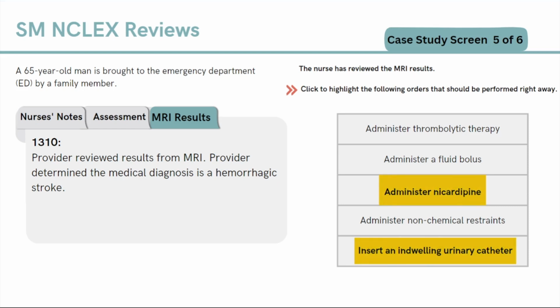Our client has no indication of a fluid bolus at this time. Their blood pressure is already very elevated, and we wouldn't want to make this worse. And lastly, non-chemical restraints are not necessary at this time. The client may be disoriented, but the RN should provide safety precautions and reorient as needed.